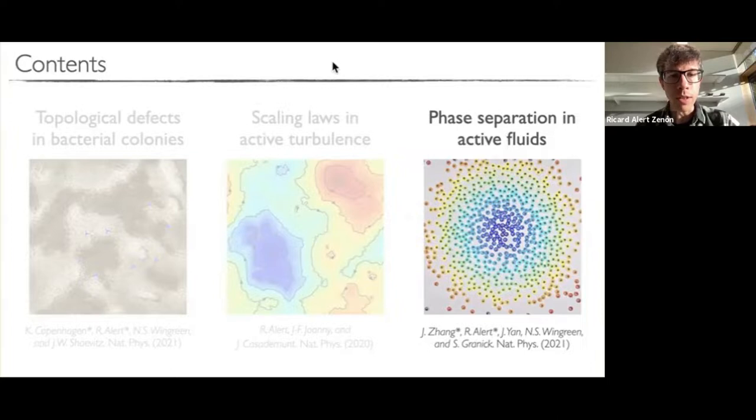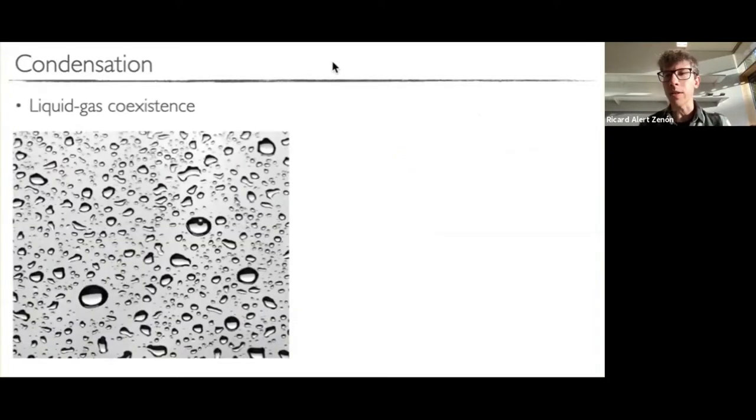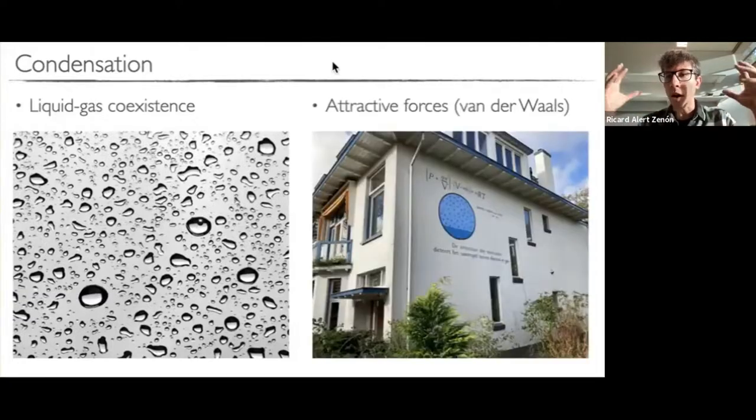What I want to discuss here is the notion of condensation. It's a familiar experience that gases can condense into liquids. Therefore, you can have a coexisting dense phase, the liquid droplets surrounded by a dilute gas phase. This is the phenomenon of liquid-gas coexistence. We also all know, since the work of van der Waals in the 19th century, that this coexistence is due to the attractive forces between the molecules of the fluid. They attract, and this allows these gas molecules to come together and form a liquid phase. Now, what I want to discuss here is the notion of condensation in active matter.